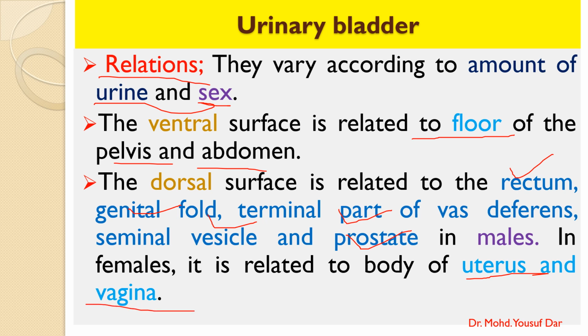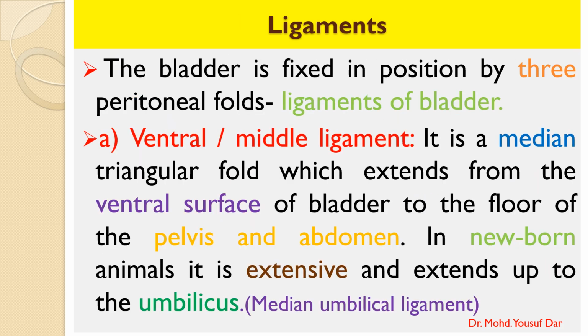So ventral surface in both the sexes is related किसके साथ? Floor of the pelvic cavity and abdominal cavity. While जो dorsal surface होता है ये relate होता है in case of the males में rectum, genital fold, terminal part of the vas deferens, seminal vesicles, prostate में, and females में body of uterus and vagina के साथ relate होता है. There are different ligaments, peritoneal folds that fix the position of the urinary bladder.